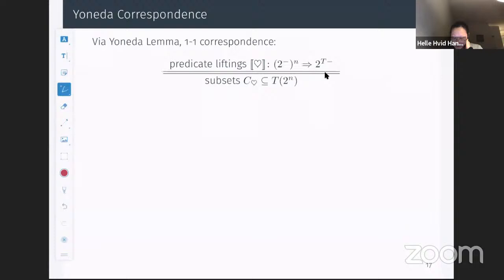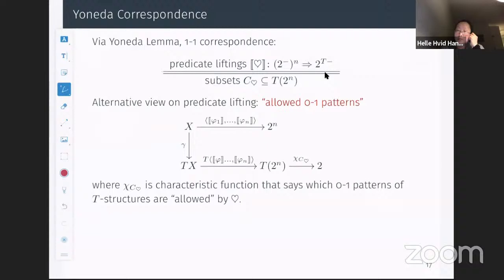And there is actually a nice kind of intuition behind this. Namely, you can think of predicate liftings as being, let's say, classes of allowed 0-1 patterns. If you have a collection of formulas, phi 1 up to phi n, you can think of them as defining some kind of coloring on your state space. For every state, you assign some colors from the phis. The phis can say either 0 or 1, and you think of this as some color that is assigned to your state space.